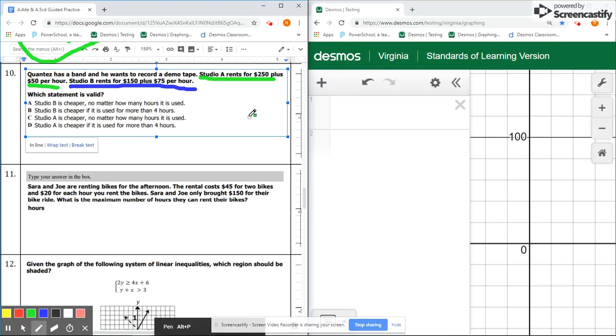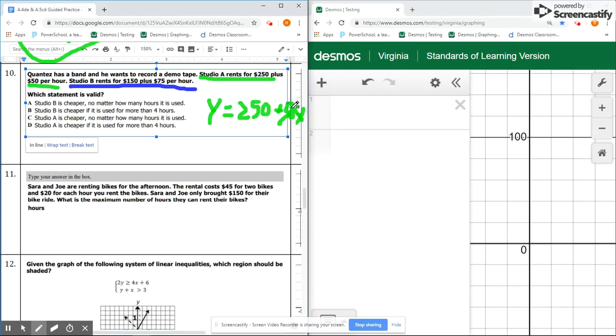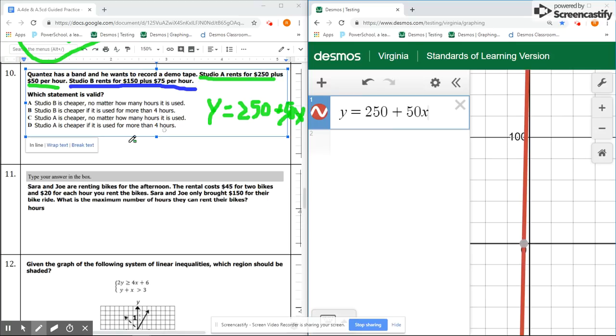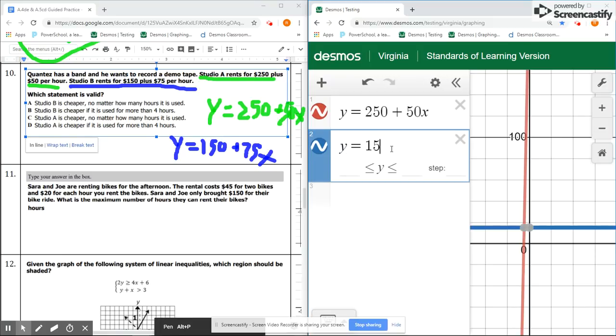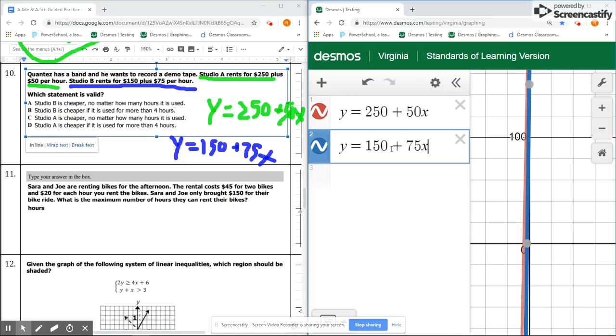Okay, so Studio A. So y equals $250 plus $50 per hour, so 50x. Okay, and that'll be our first line. y equals $250 plus $50 per hour, so 50x. And our Studio B, y equals $150 plus $75 per hour, so 75x. All right, and if I type that in here, y equals $150 plus $75 per hour.